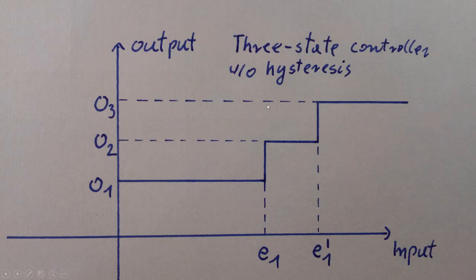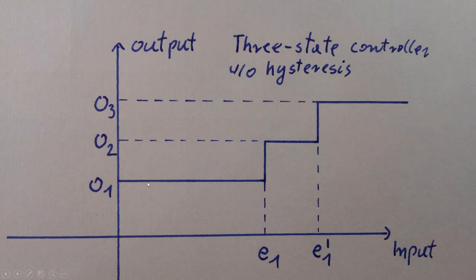Three-state controller without hysteresis. As we can see, it's quite similar to the two-state controller, but as the name suggests, it has three states. It works similarly to the two-state controller, with the little difference that after reaching E1 prime, which should be E2 here, but never mind, it goes to the third state, described by the O3 parameter.